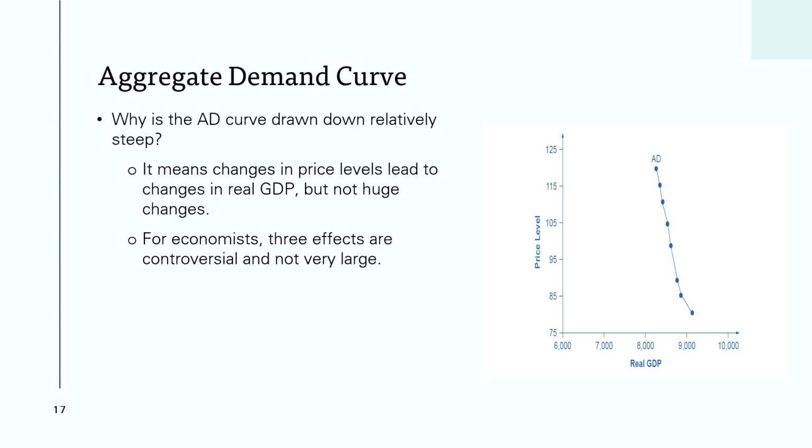As you notice, the aggregate demand curve is drawn steeper than a typical demand curve for a single product, like what we learned last week. The reason is that the three effects we just discussed are real, but not extremely powerful. Increases in price level do reduce total spending, but not dramatically. Thus, the aggregate demand curve slopes downward, but appears relatively steep compared to microeconomic demand curves.